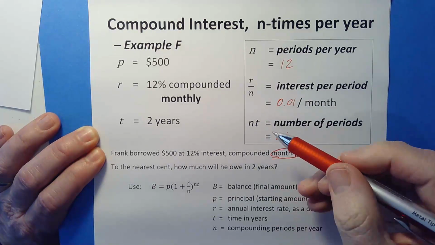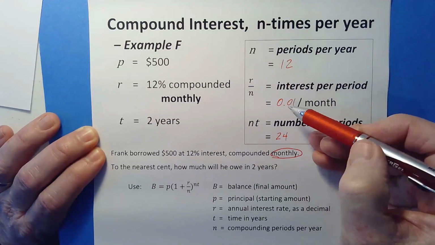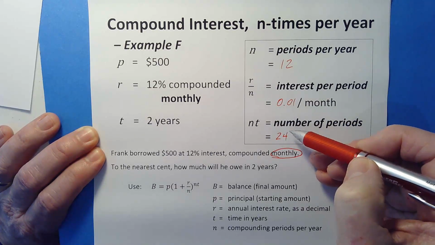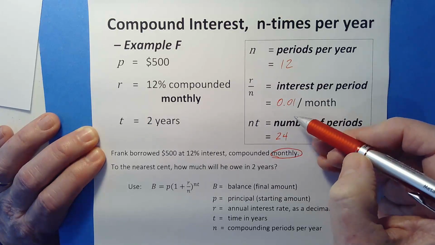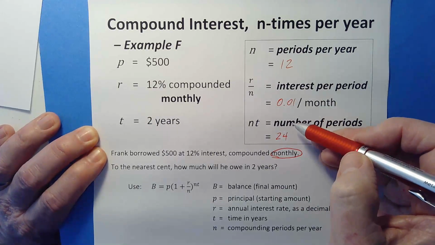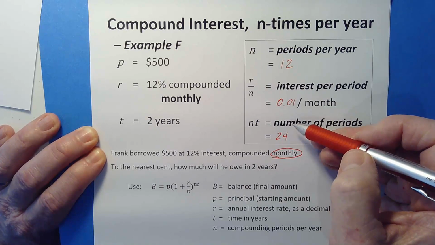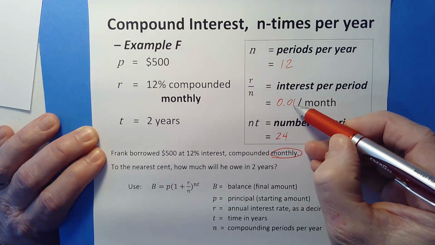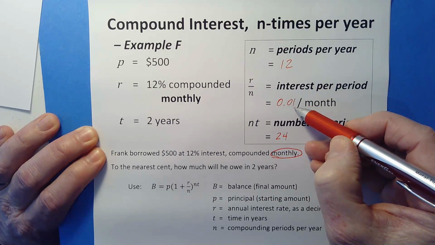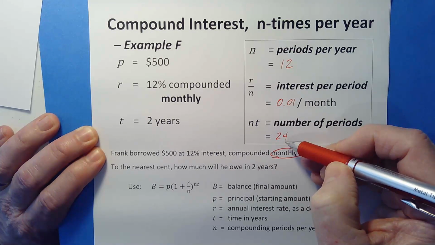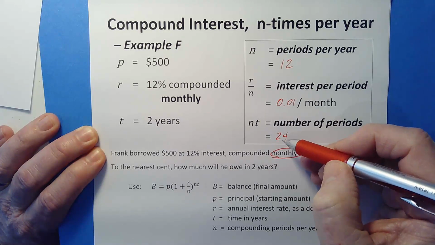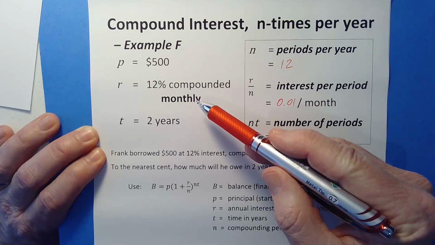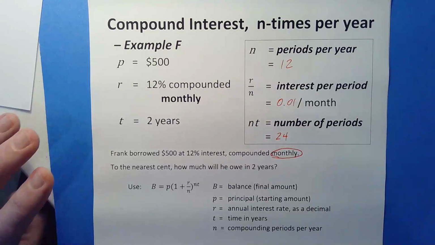This is what's important. We had to figure out periods per year, and from that, we could figure out how much the interest is per period. The number of periods is 24. The answer would be no different than if you said, I'm going to borrow $500 at 0.01 per year, in other words 1% per year for 24 years. The math is the same as 12% per year compounded monthly over 2 years. The calculation looks the same.